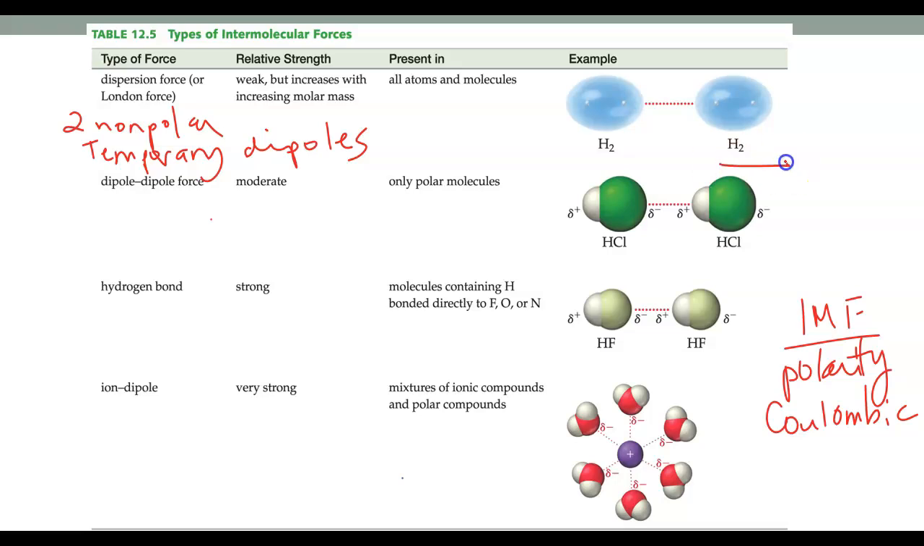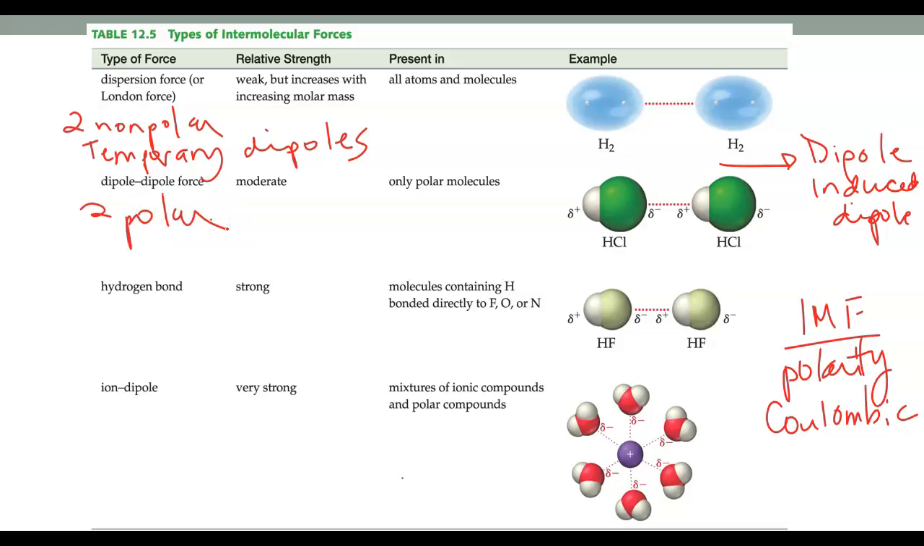We also have a dipole-induced dipole, which is not included on here, but dipole-induced dipole is going to take place between a polar and a nonpolar molecule, and the polar molecule will bring a charge or induce a charge on the nonpolar. We have two dipole-dipole, which will be two polar molecules. This will be relatively strong.